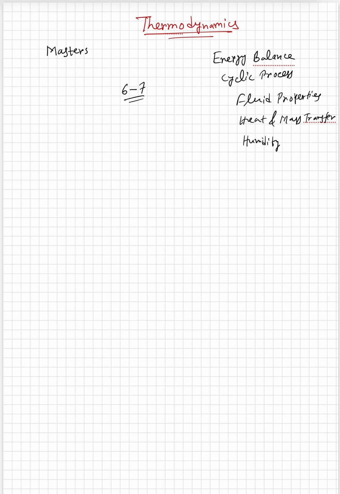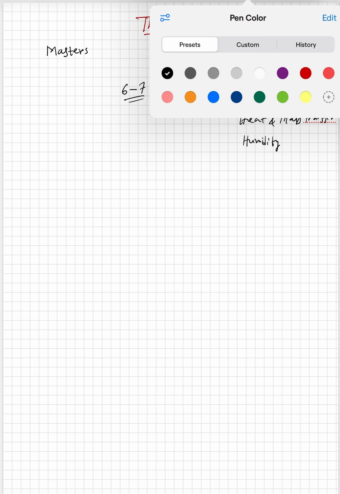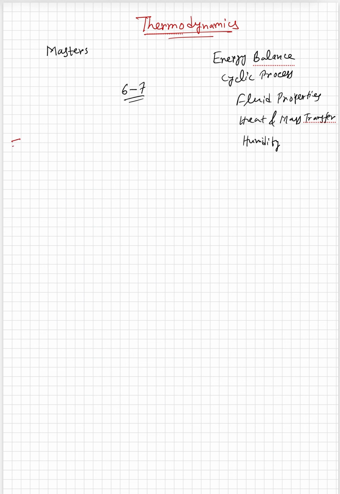So first of all, I want to take my very first and very important topic, that is energy balance. If you don't know how to solve these energy balance equations, then you can't manage the cyclic process and other upcoming topics properly. So energy balance is a very important topic in our studies. And what is actually the energy balance? First of all, we have to know what thermodynamics actually is.